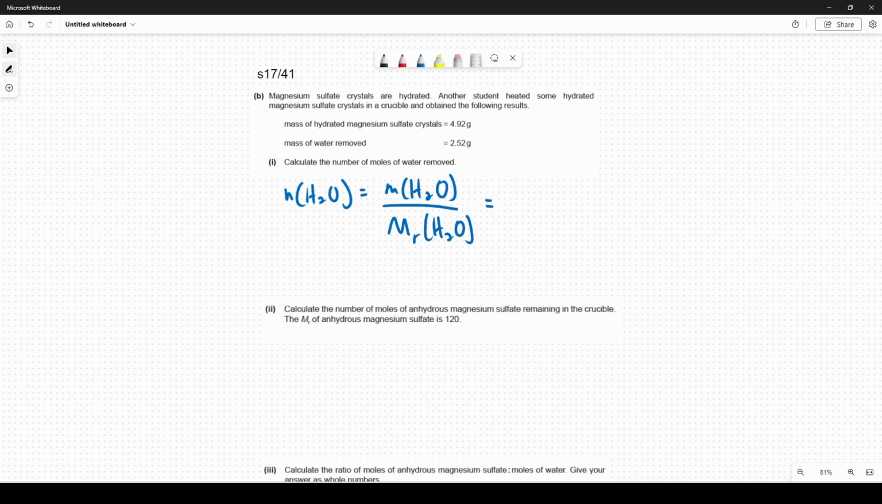Mass in grams of water is given in the question, that's 2.52 grams. The molar mass of water is 1 plus 1 plus 16. That's the sum of the relative atomic masses of every atom that makes up water. Unit is grams per mole. Using a calculator, we can work out that this is 0.14 moles.